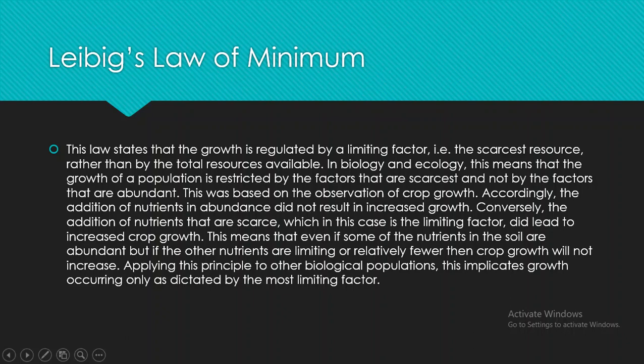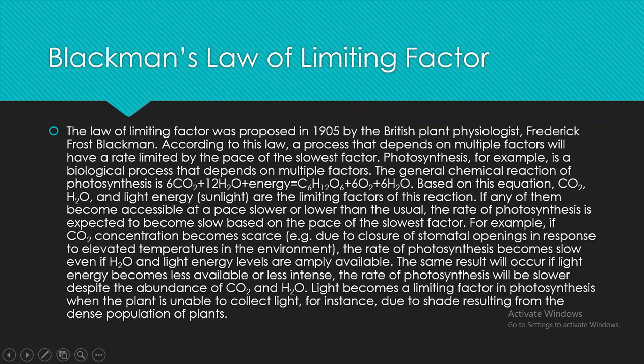For example, sa isang desert environment, sa isang desert biome, yung pinakamadalang na resource doon is yung water. So yung water, yun yung nagiging limiting factor sa population na yun. Kasi may food doon, may habitat doon na pwedeng tirahan, pero yung water talaga yung scarce. So yun yung naglilimit sa growth ng population. So yun yung sa Liebig's Law of Minimum.